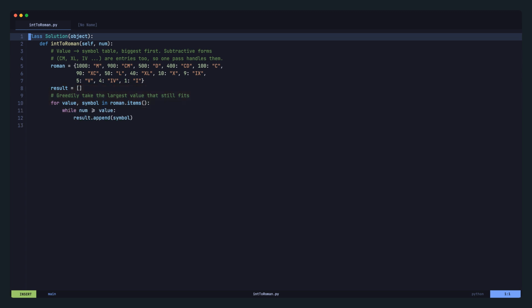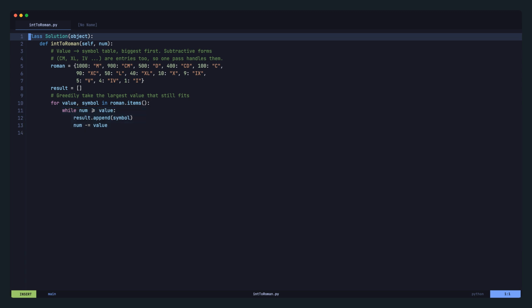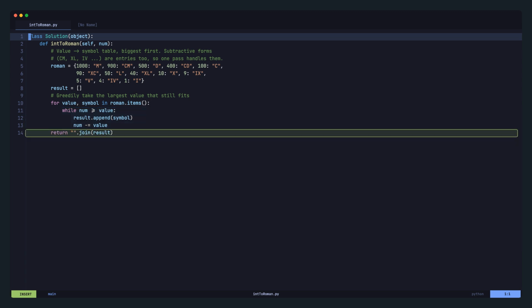The while loop is the greedy part. As long as the value still fits, append its symbol and subtract it off. When the table is done, num is 0. Join the collected symbols into one string and hand it back. And that's the pattern. When special cases start piling up, fold them into your data. The table did the thinking for us.